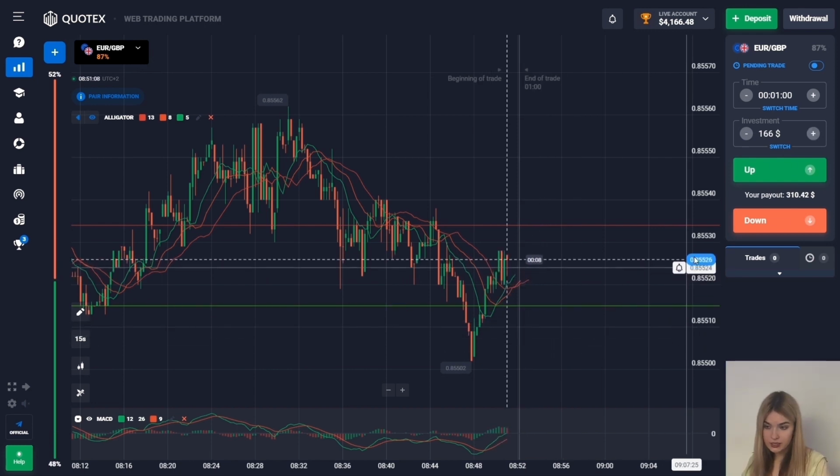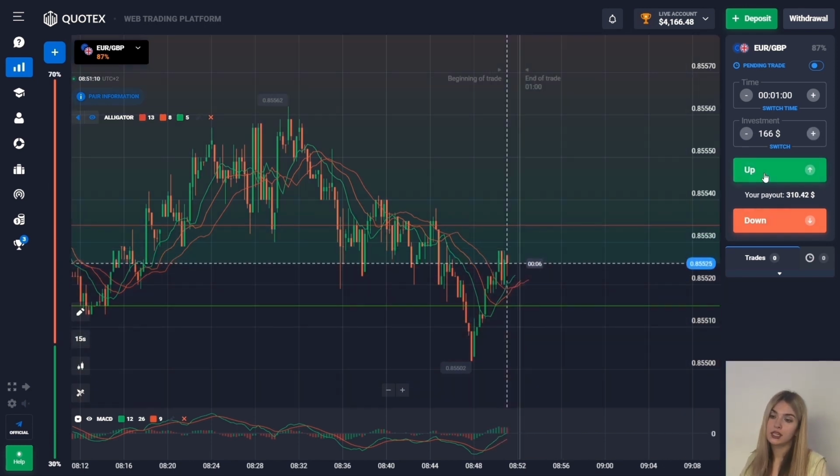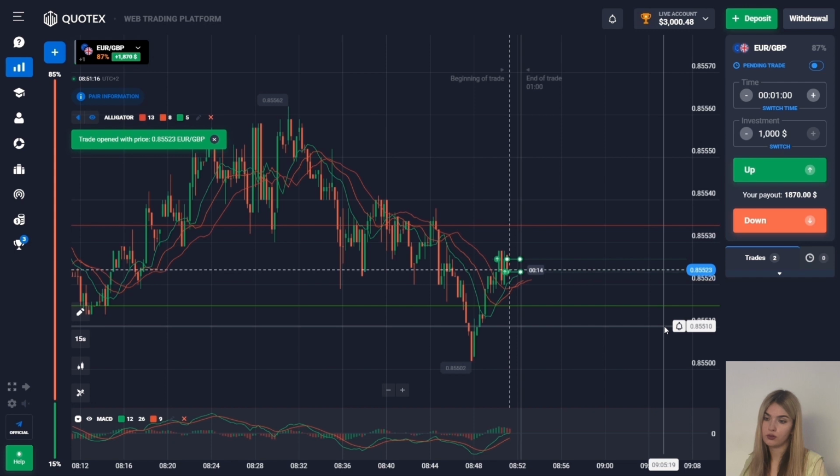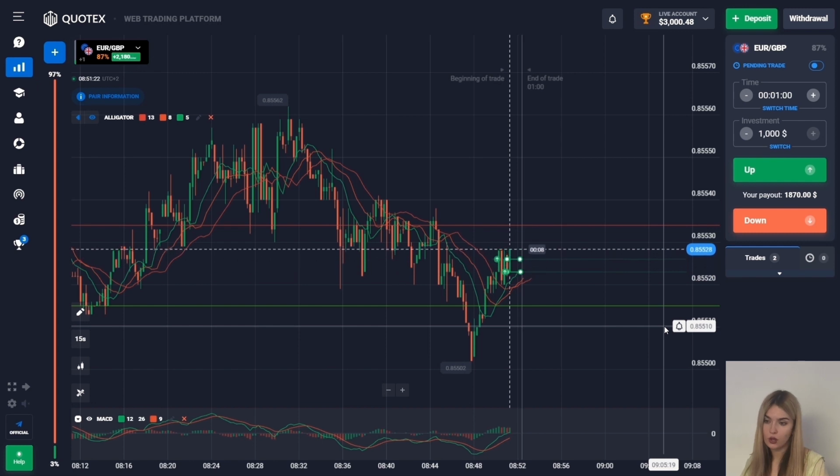On the indicators, I see that the green alligator line has crossed others from bottom to top. Also on MACD, signal line crossed the green line. Therefore, guys, I will go up for 1 minute with $1,166.